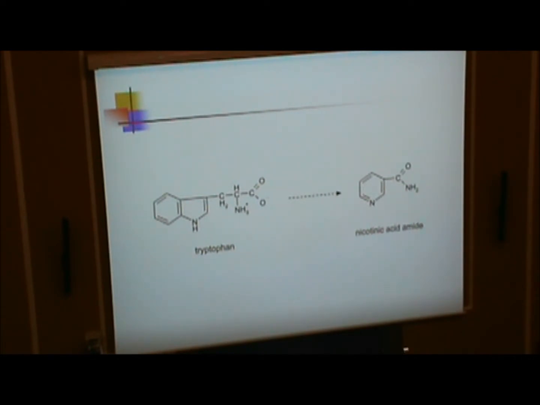The metabolism is very complicated, so we will not require from you the knowledge of the full metabolic pathway which produces nicotinic acid or nicotinic acid amide. Please remember that a part of tryptophan is converted into nicotinic acid amide, or simply nicotinamide. The amide of nicotinic acid.